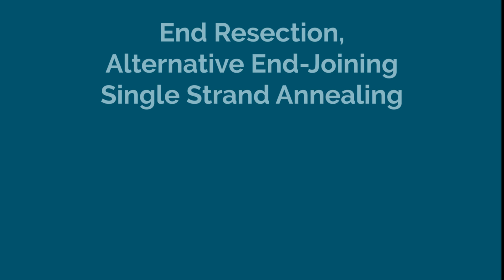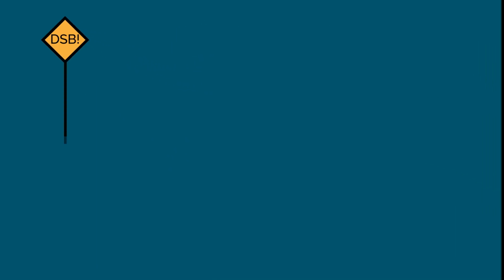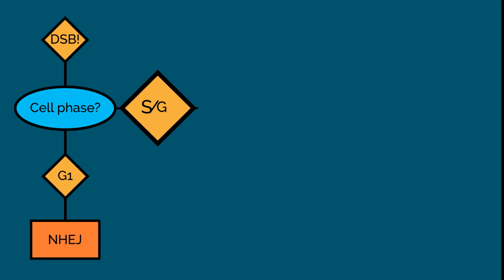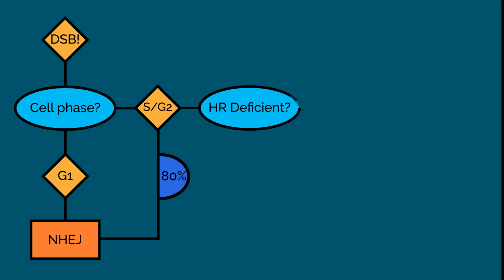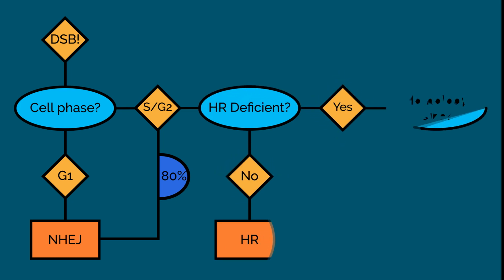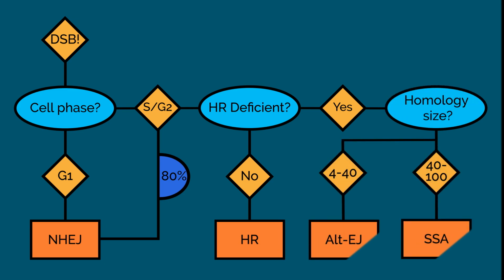Let's talk pathways. From the moment a double-strand break occurs, non-homologous end joining is the default option. Even in S and G2 phase, 80% of all double-strand breaks are handled by non-homologous end joining. From then on, it really depends on whether or not homologous recombination is available. A lot of the mechanisms here rely on competition to see which one gets chosen, and homologous recombination just has the most abundant proteins. But if they're not available, homologous recombination cannot happen, it is deficient, and so either alternative end joining or single-strand annealing occurs.